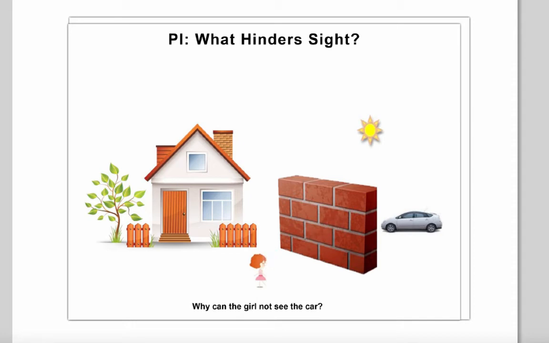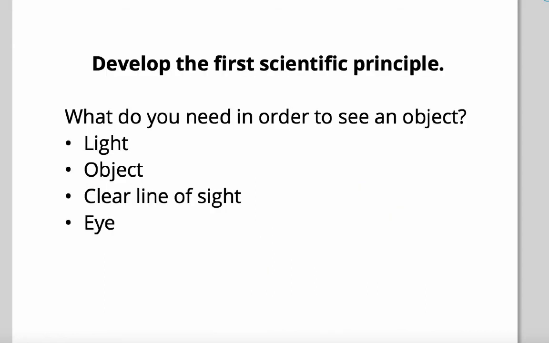Try not to correct that. Don't validate it either, but allow it to still happen, and allow the students to work through that process. There's going to be a lot of work on that. They'll develop their first scientific principle here, and so again, these are the four main ideas of what you need in order to see an object.